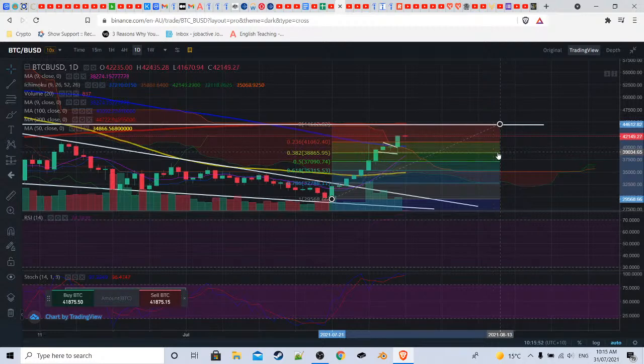If it just goes to the 0.382 or the 38% retracement level, that's about 39,000. It could retrace down to 39,000, and it could go down to the 50% retracement level, which would be 37,000, and then the 0.618 retracement level, which as you can see is pretty much aligned with the 50 MA at the moment. That one will be about 35,300.